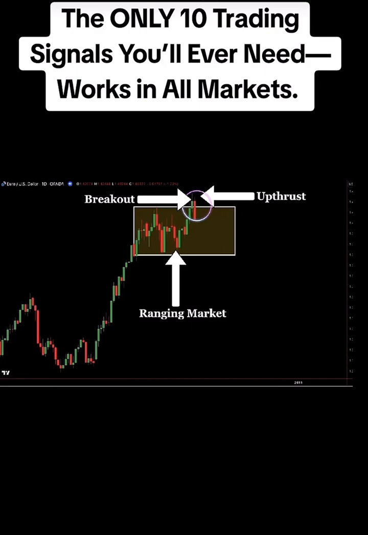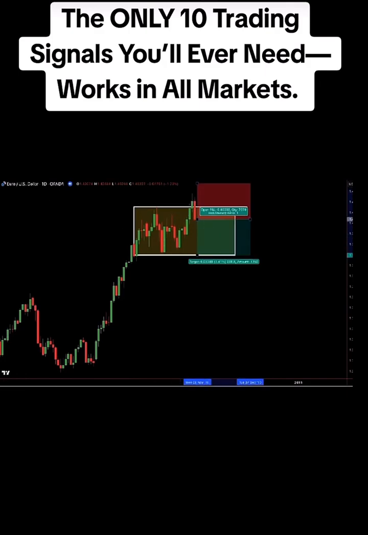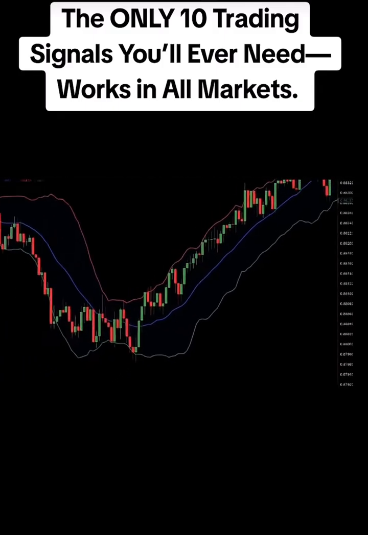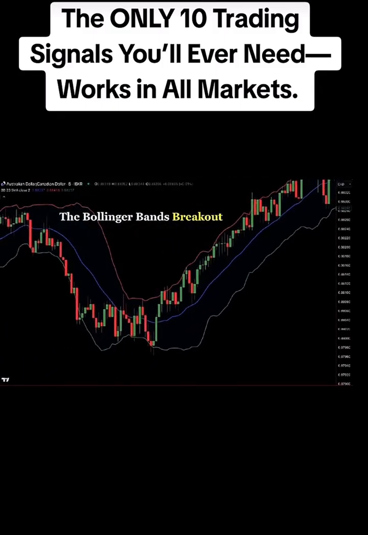Here's how to trade the upthrust properly. You enter at the close of the candle that falls back below the resistance level. Your stop loss goes just above the resistance level. Your target is the next major support zone below the range. Look at what happened after the entry. As expected, the market reversed sharply and dropped toward the target, proving again that smart money always moves first while retail traders get trapped. The next trading signal is the Bollinger Bands breakout.